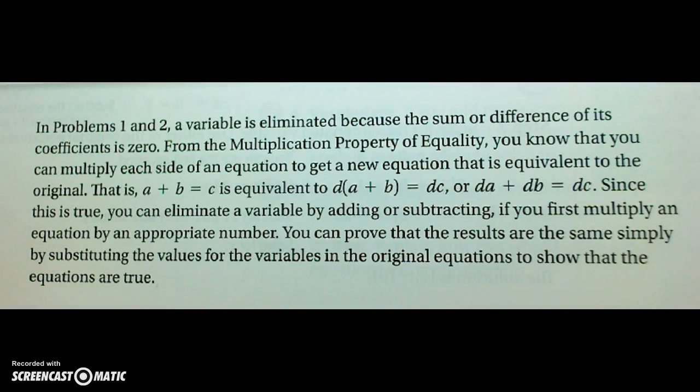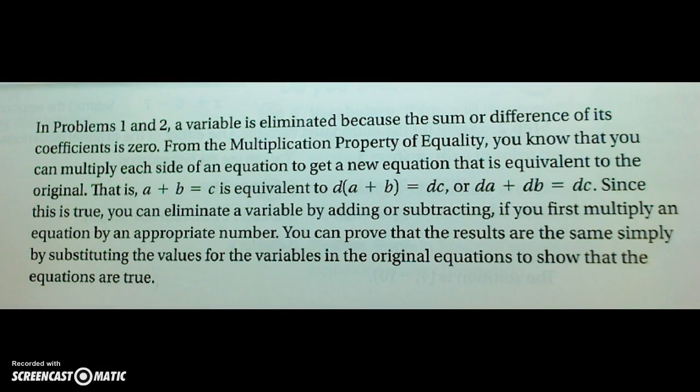It'll make more sense to you. So in problems 1 and 2, a variable is eliminated because the sum or difference of its coefficients is 0. From the multiplication property of equality, you know that you can multiply each side of the equation to get a new equation that is equivalent to the original.